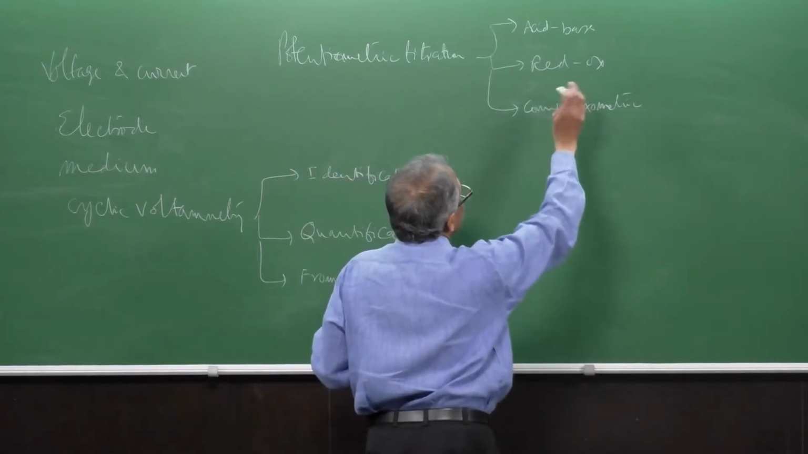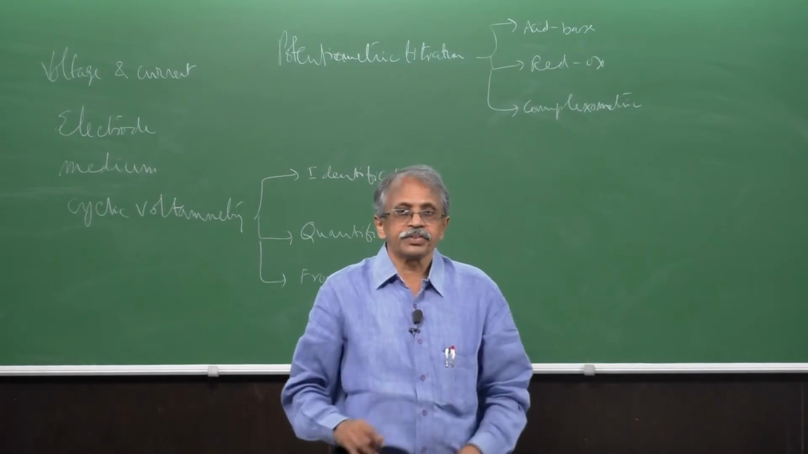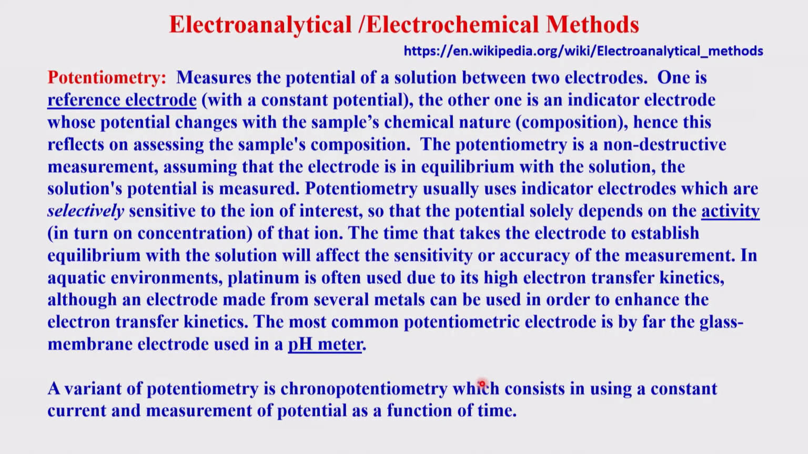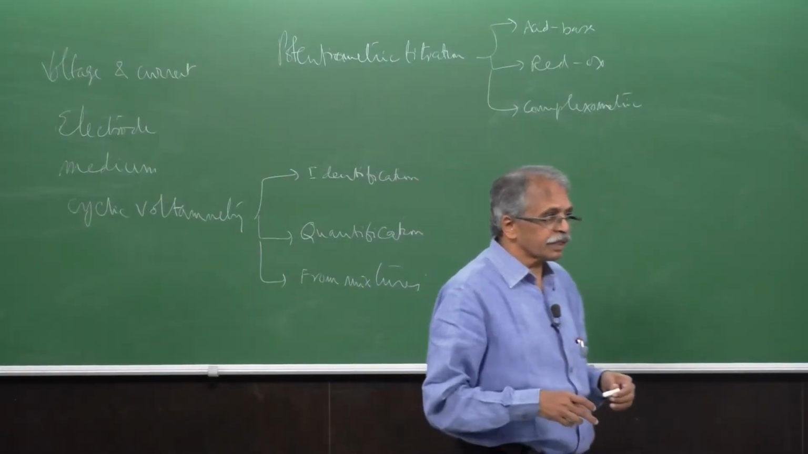There can be many other kinds of reactions. I am sure all these three kinds of reactions are done in the BSc first year and second year, in the physical chemistry experiments on electrochemistry. So that's potentiometric titrations.